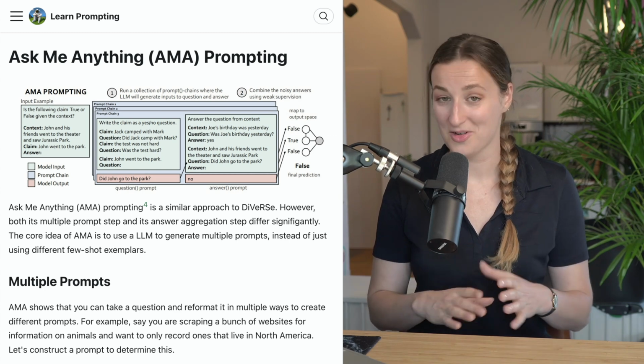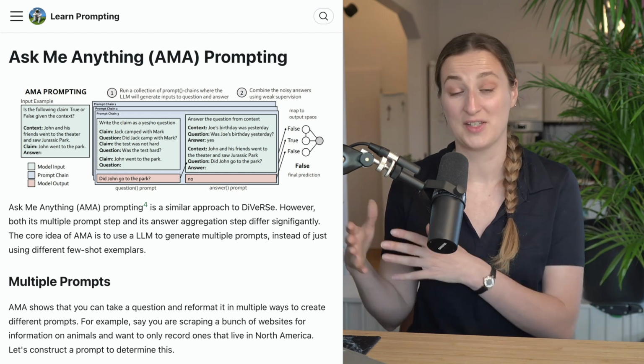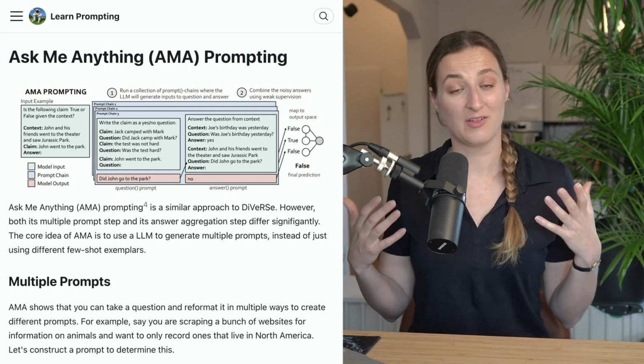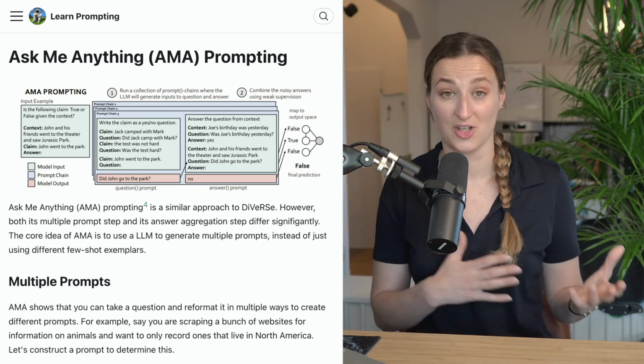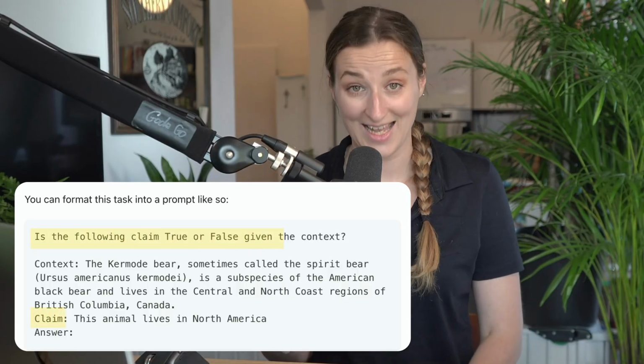The next very similar technique is Ask Me Anything. And no, we are not going to go on Reddit now, but this technique goes beyond generating just examples and involves generating multiple prompts using a large language model. This whole technique and aggregation system is so complex and it's way beyond my comprehension level, but you can still incorporate the idea of using claims in your prompts.